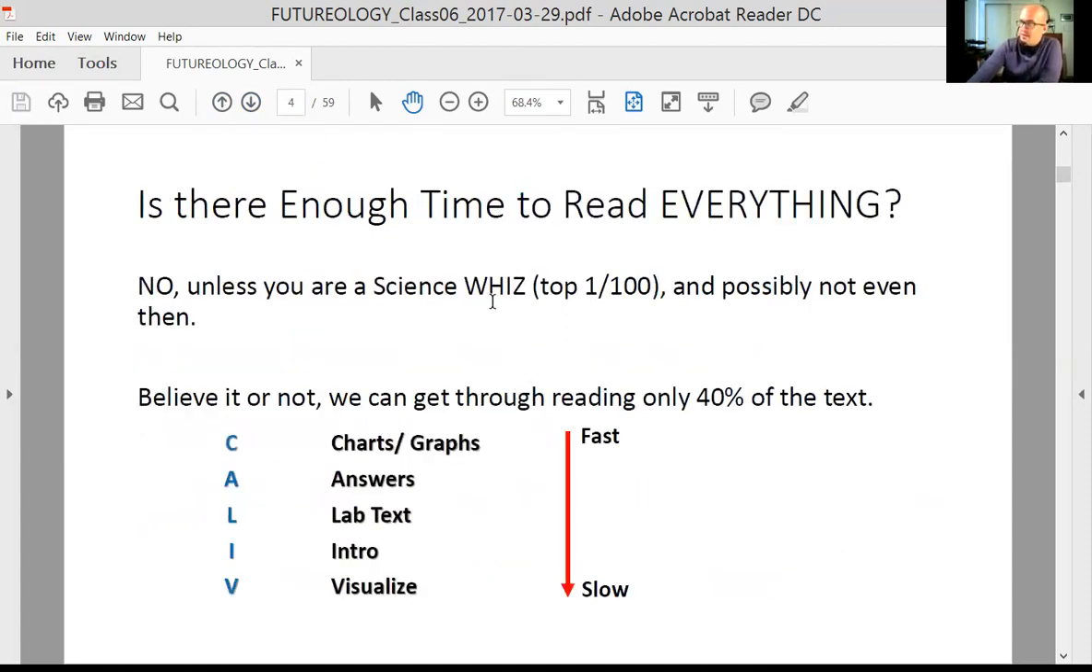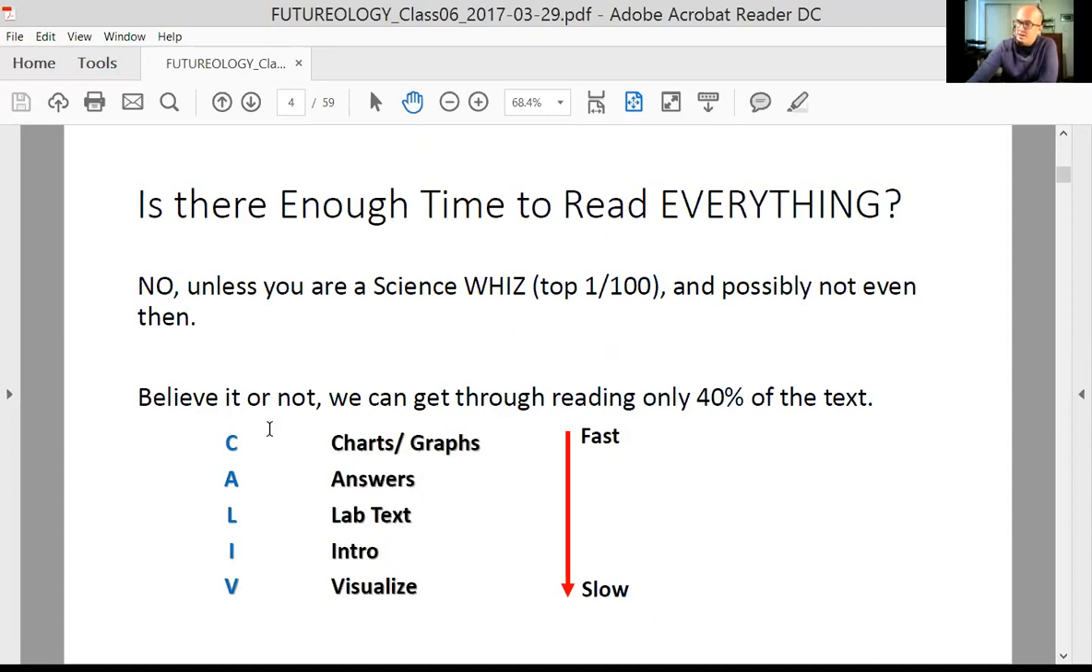Is there enough time to read everything on the ACT Science? No, there is not, unless you're a science whiz. So if you're the kind of person that just really likes reading science books, and you've always been that person, you're the kind of top 1 or 2 out of 100 in science, maybe. You might be able to read everything, and you might be able to answer all of the questions, but to be honest, even that person has a really difficult time.